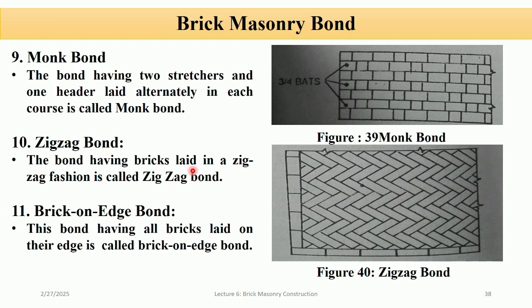Zigzag bond. The bond having bricks laid in a zigzag fashion is called zigzag bond. You can see in the figure. This type of bond is commonly used for paving brick floors. Brick on edge bond. This bond has all bricks laid on their edge, and it is suitable for the construction of garden walls, compound walls, and partition walls.